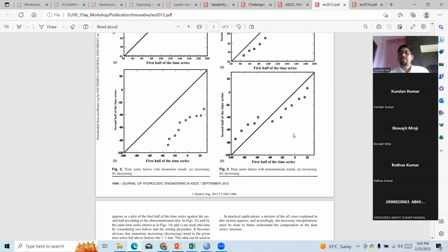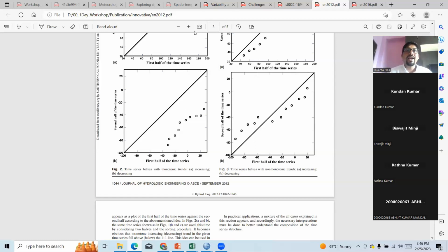So what happens in the Mann-Kendall test, the modified Mann-Kendall test, or Spearman's rho? We get one value. It shows positive or negative. That means we get either an increasing or a decreasing trend. That means it's a monotonic trend only. But using innovative trend analysis, we can identify both monotonic and non-monotonic trends.